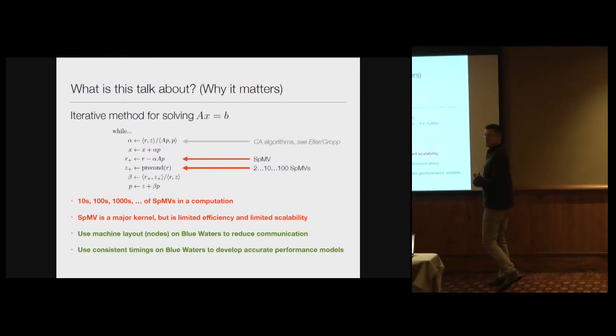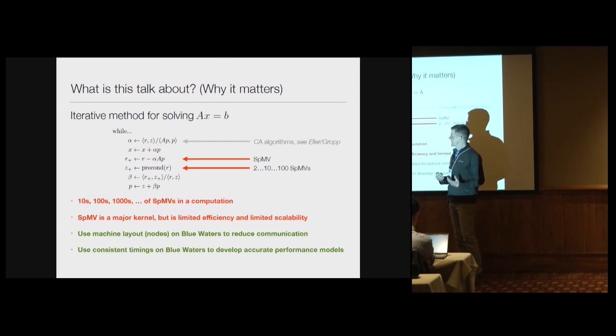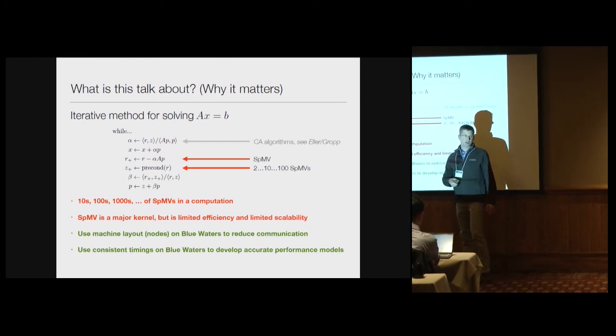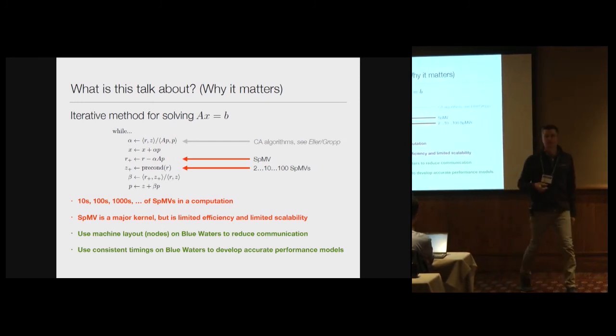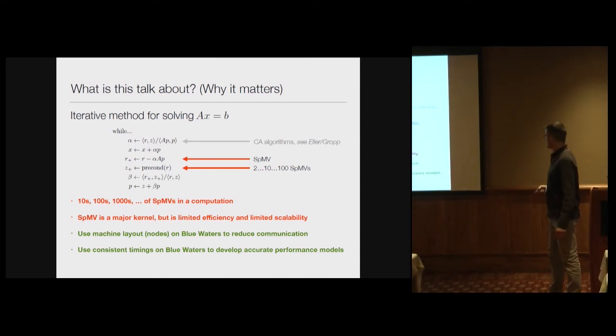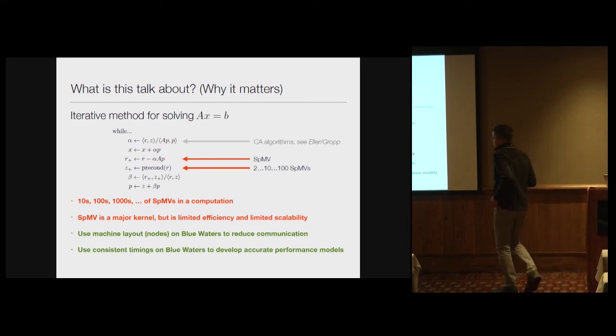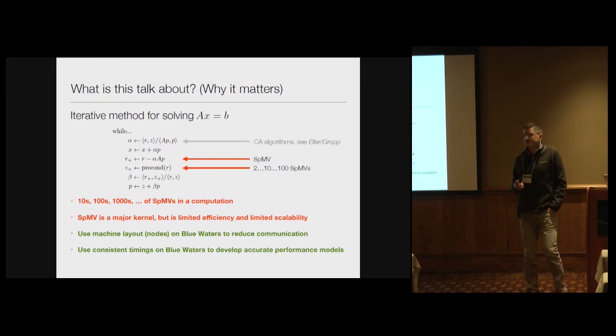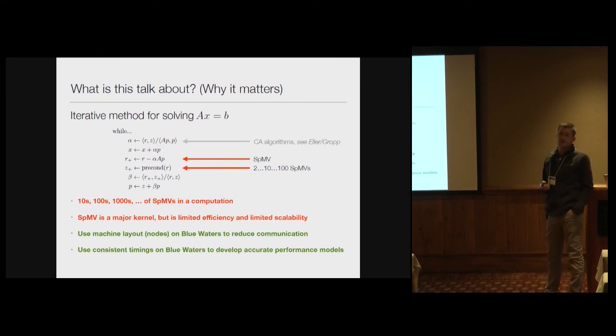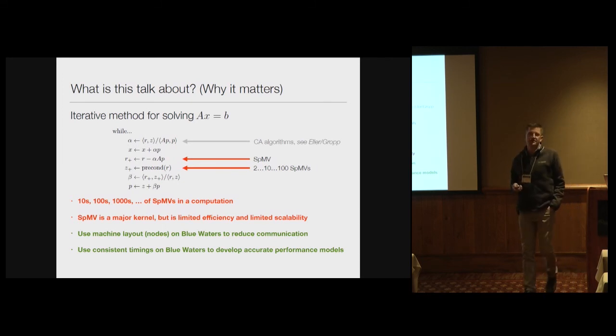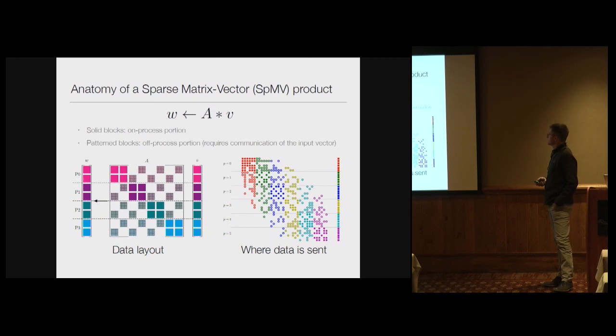In total, with time stepping wrapped around these solves, we could easily be in the thousands for the number of SPMVs that are needed. So it's a major kernel, and it doesn't scale well, and it's not efficient. What I'm going to show you is that using the machine layout on Blue Waters, we can significantly reduce communication. And using the consistent timings that Blue Waters offers, we've been able to develop accurate performance models.